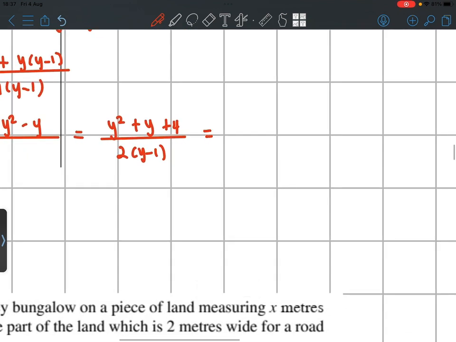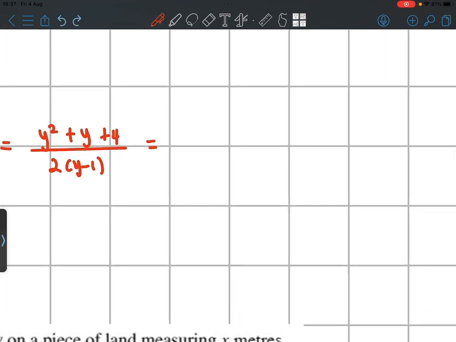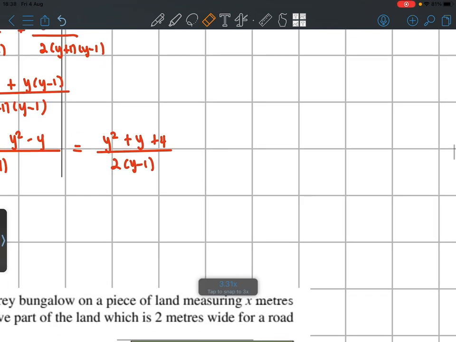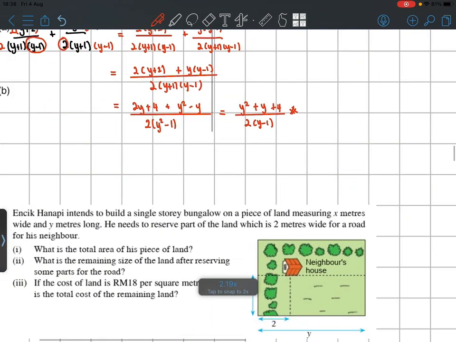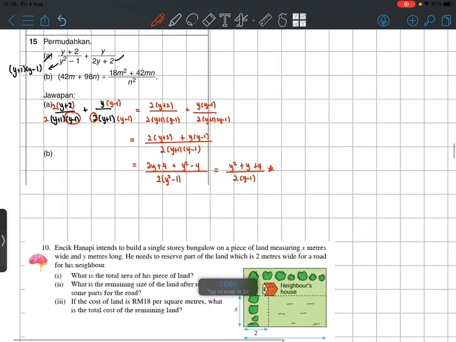So we can try to factorize this if we can. Let me try. Probably (y plus 1)(y plus 4), is it? No. I don't know if we can factorize this. No, we can't. We can't do the factorization, so this is the simplest form. We can't do anything more with that expression.